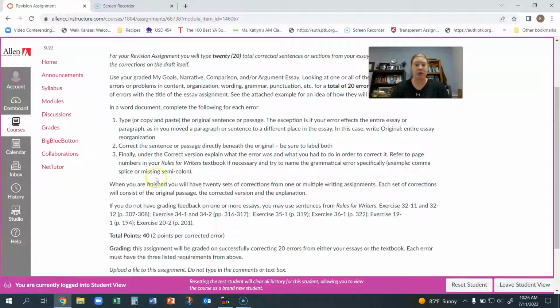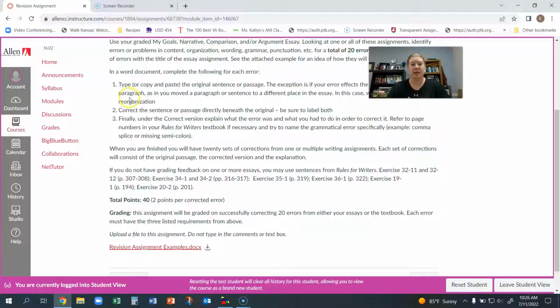So there's 3 things that you're going to write for each one. So it does take a little while. If the original is something that affected the entire essay, so let's say you need to reorganize, then for the original passage part, you would just say, entire essay or something like that. Most students can find 20 specific errors or specific sentences that need to be rewritten somehow, whether you missed a comma, you missed some punctuation, maybe you have some subject verb agreement issues or whatever. It's pretty easy to correct.